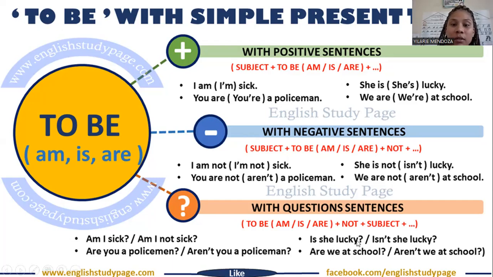In questions, you use the verb to be first, plus not, plus subject, or verb to be plus subject. Example: Am I sick? Am I not sick? Are you a policeman? Are you not a policeman?